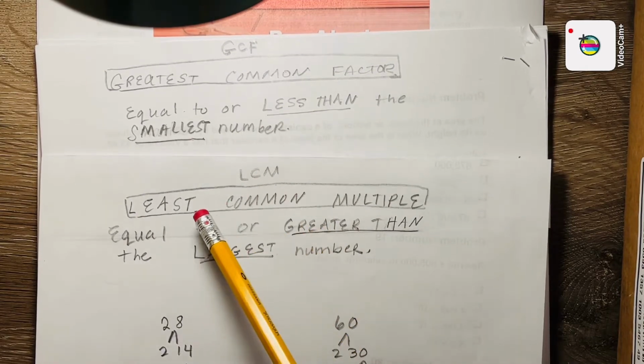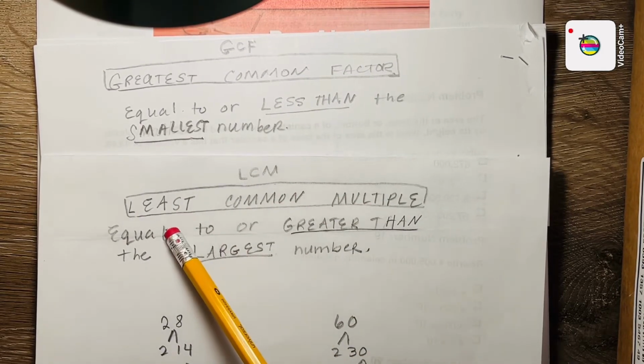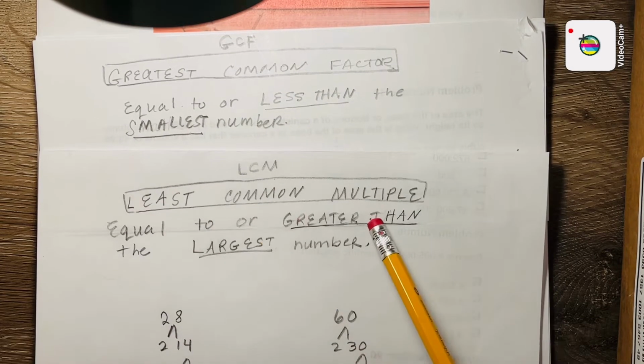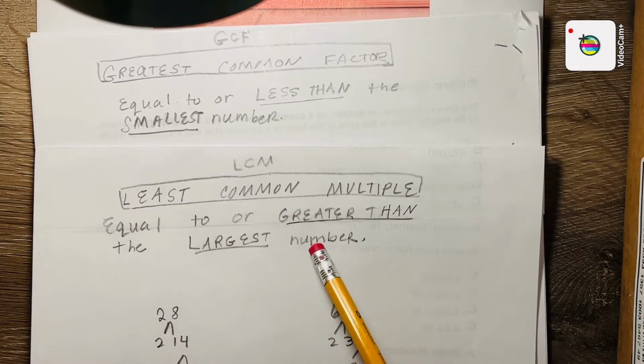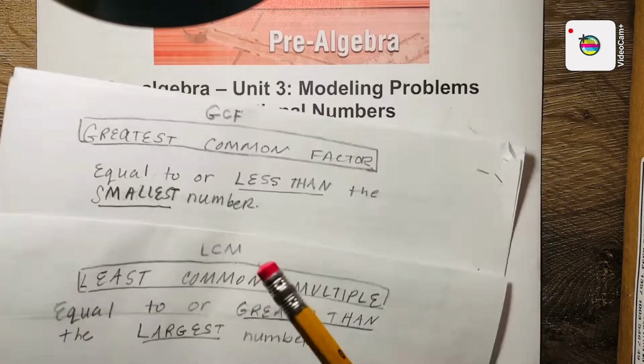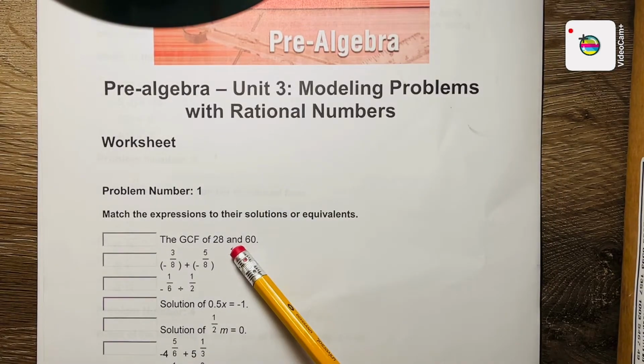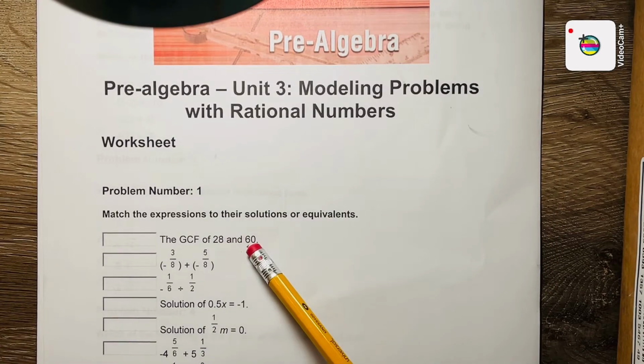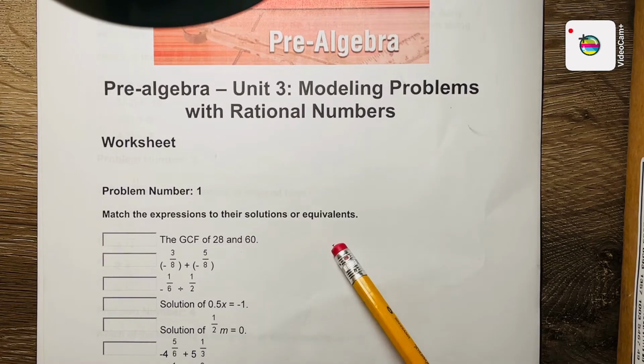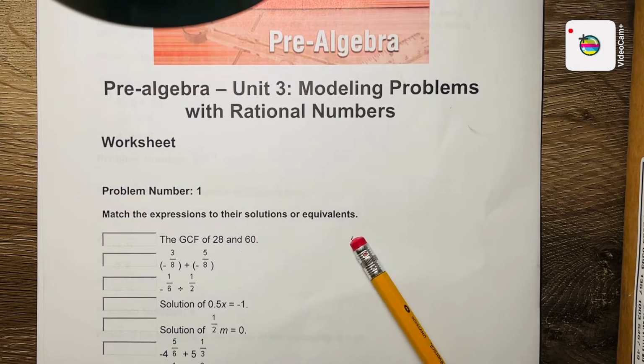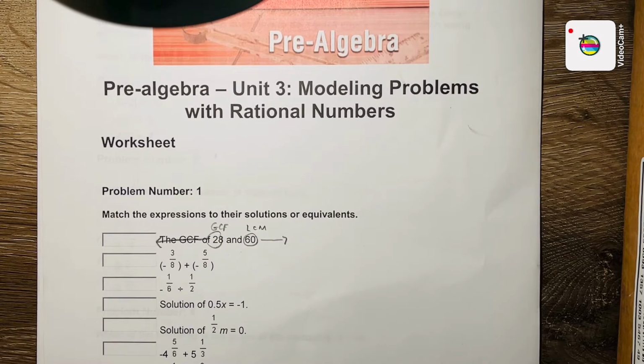Least common multiples will always be equal to or greater than the largest number. So if we were looking for the LCM of 28 and 60, it would have to be either 60 or something greater. Okay, so something like this, the LCM would be 60 or greater, the GCF would be 28 or less.